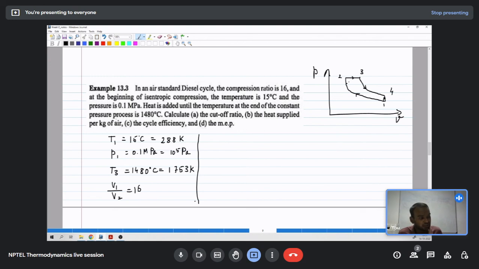For the second state, we can calculate the pressure using the isentropic process. For an isentropic process, we have PV^n equal to constant. So P2 equals P1 into (V1 by V2)^n, or gamma for the isentropic process. So we have P2 equal to P1 into (V1 by V2)^gamma, and P1 is 10^5 pascals. V1 by V2 is given as 16, and for air we can take gamma as 1.4.